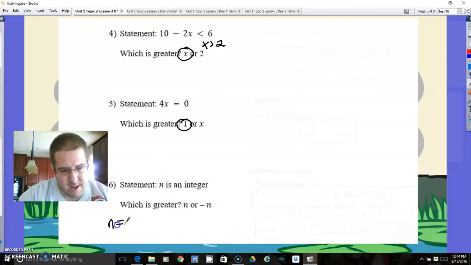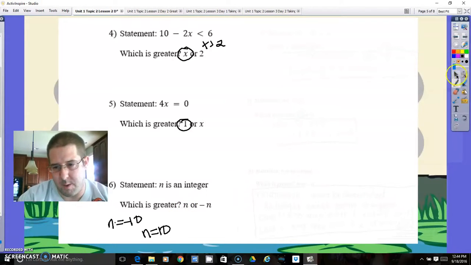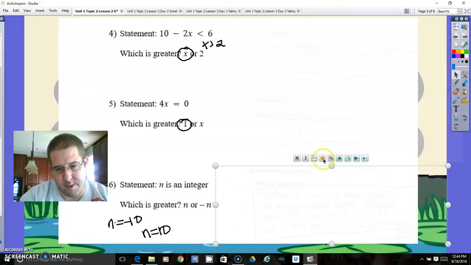I told you n was negative 10, then this one would be bigger because the opposite of negative 10 would be positive 10. But if I told you n was positive 10, then this one would be negative 10 and this one would be positive 10. It'd be the exact opposite. So this one cannot be determined because it really depends on what kind of number it is.